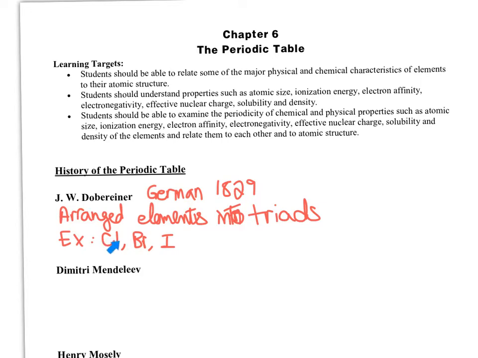So, those three fit together, but there were some that he couldn't really fit into any of the groups that he made. Or, what about fluorine? Fluorine fits pretty well here, but he didn't include it because he had these triads. So, that was the main problem, that not everything fit into his triads. So we had to think of another way to arrange our periodic table.